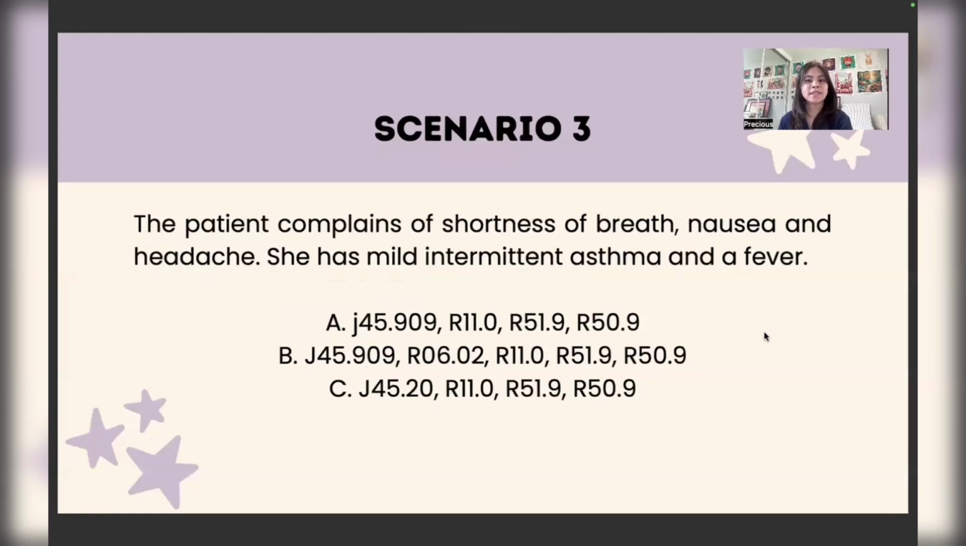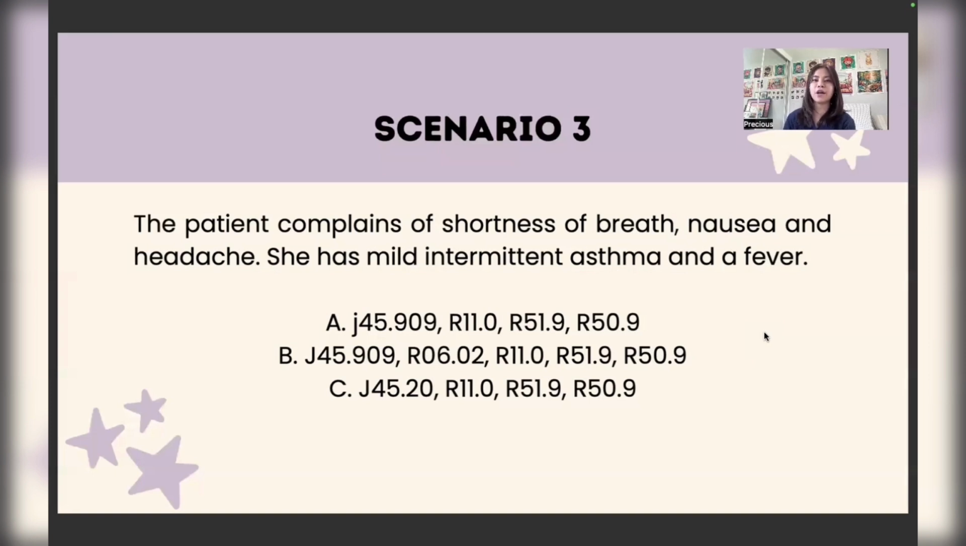All right, we are now in our scenario number 3. The patient complains of shortness of breath, nausea, and headache. She has mild intermittent asthma and a fever. Here are the multiple choices. A, J45.909, R11.0, R51.9, R50.9. Letter B, J45.909, R06.02, R11.0, R51.9, and R50.9. And letter C, J45.20, R11.0, R51.9, and R50.9.